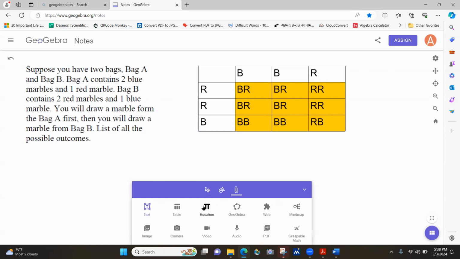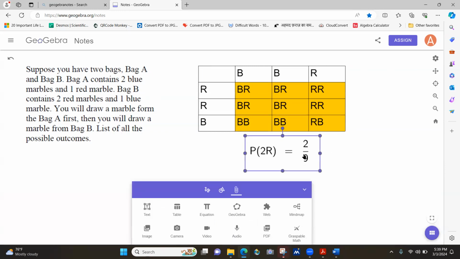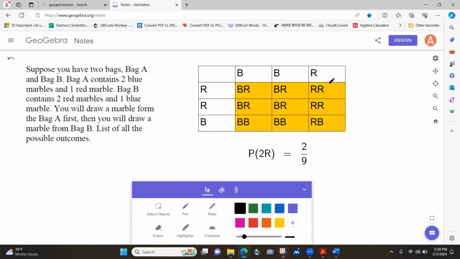The answer is going to be 2 out of 9. Probability of getting RR, two red marbles, is 2 ninths. The sample space has 9 listed outcomes, and only these two are called the favorable outcomes, right? We are finding the probability of these. What's the probability of getting 2 red marbles? Well, 2 out of 9.